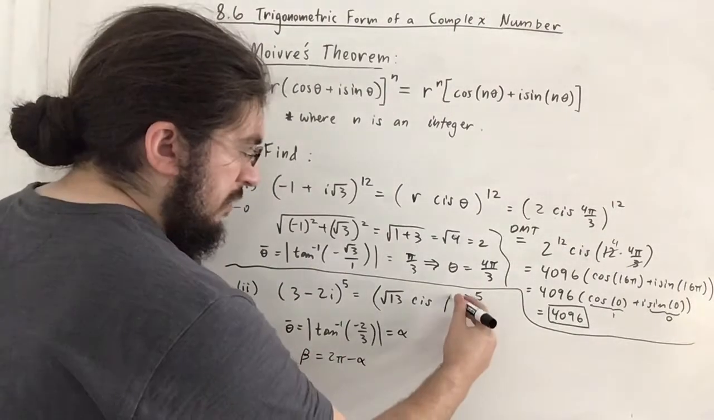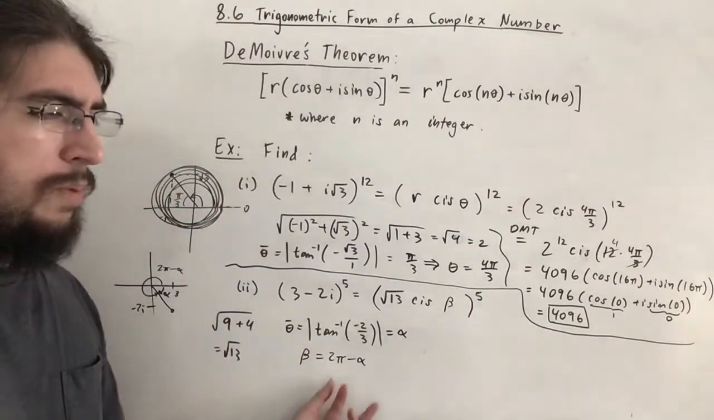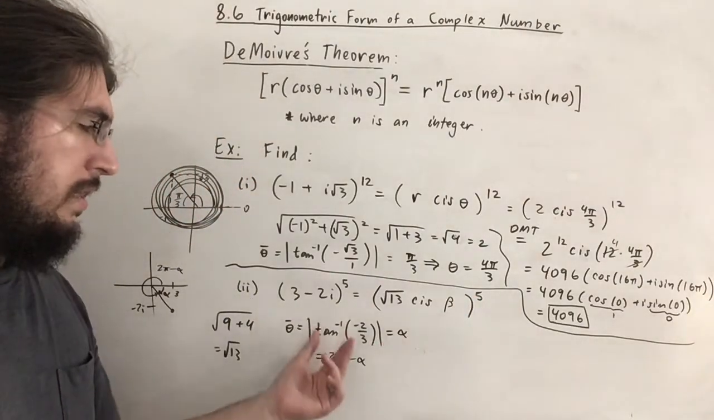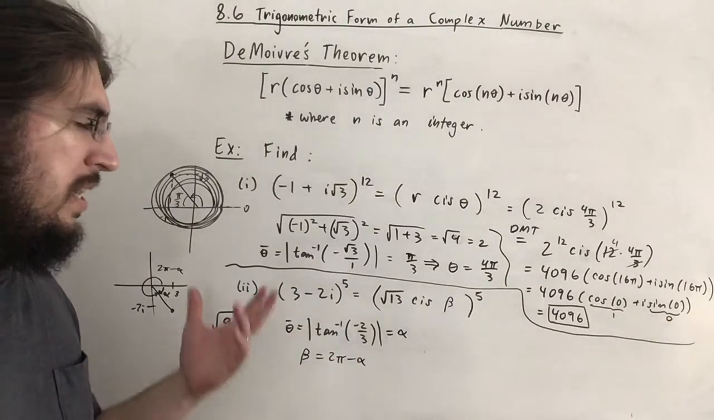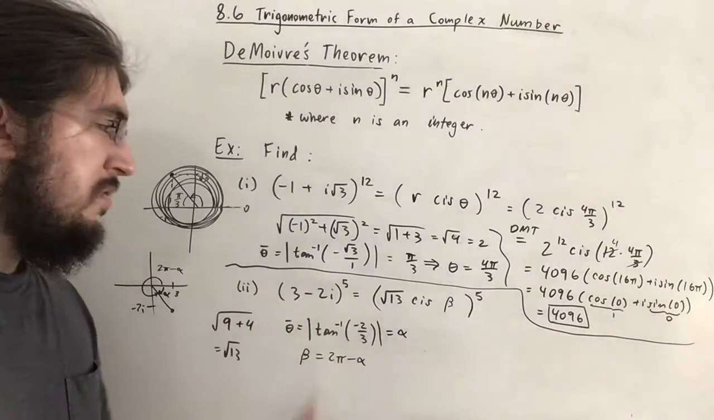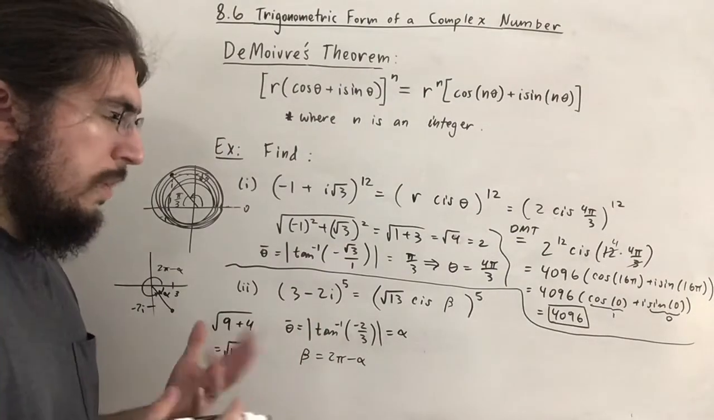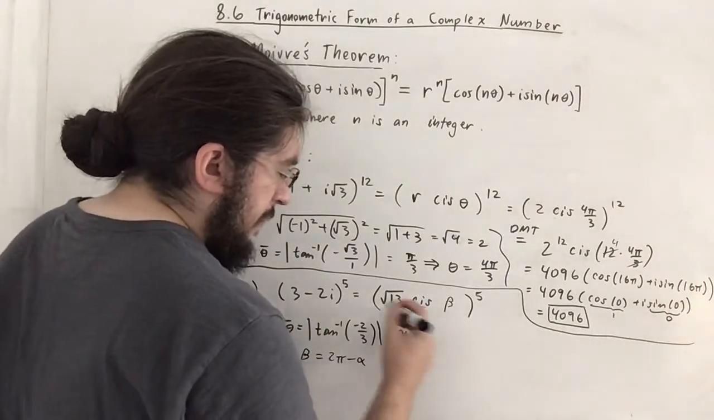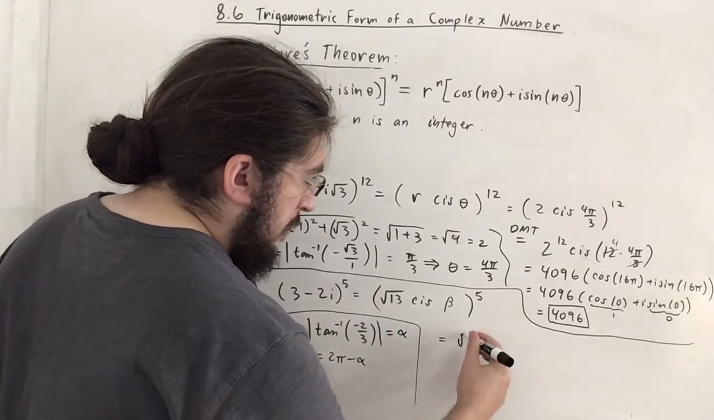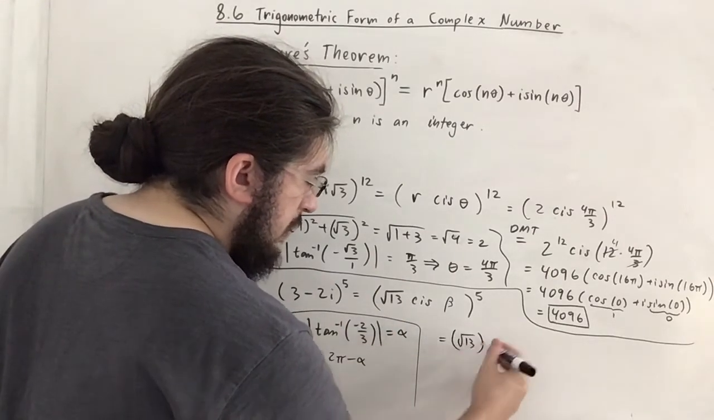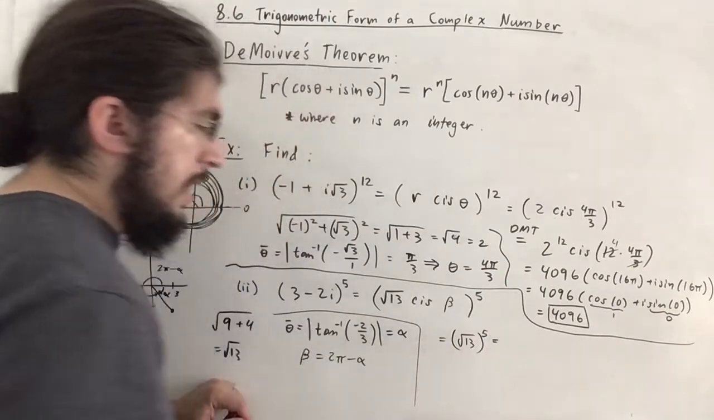So this is cis of beta. Beta is what we're calling 2 pi minus alpha, but alpha is what we're calling the absolute value of tangent inverse of negative 2 over 3. So really, alpha is just tangent inverse of 2 over 3. Which again, I know sounds a little weird, but just bear with me and we'll be okay. So now, raising this to the power, we end up getting radical 13 to the 5th power, which I'll talk about shortly. I think we can do that.